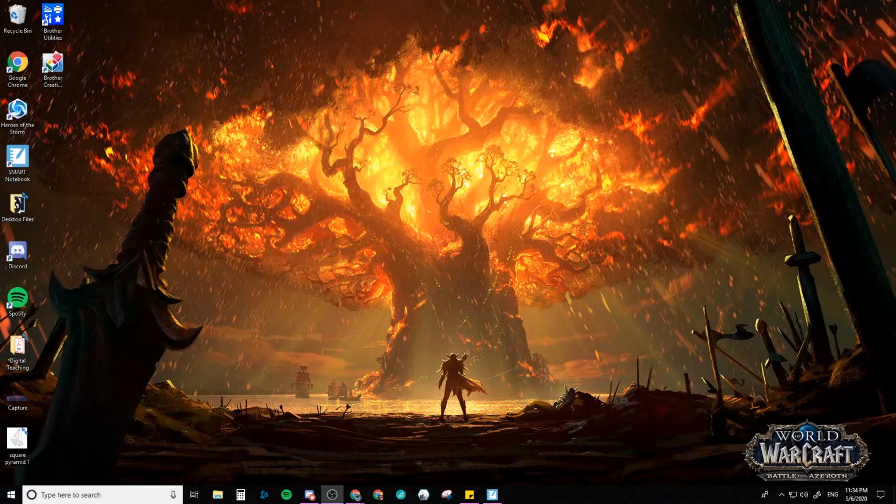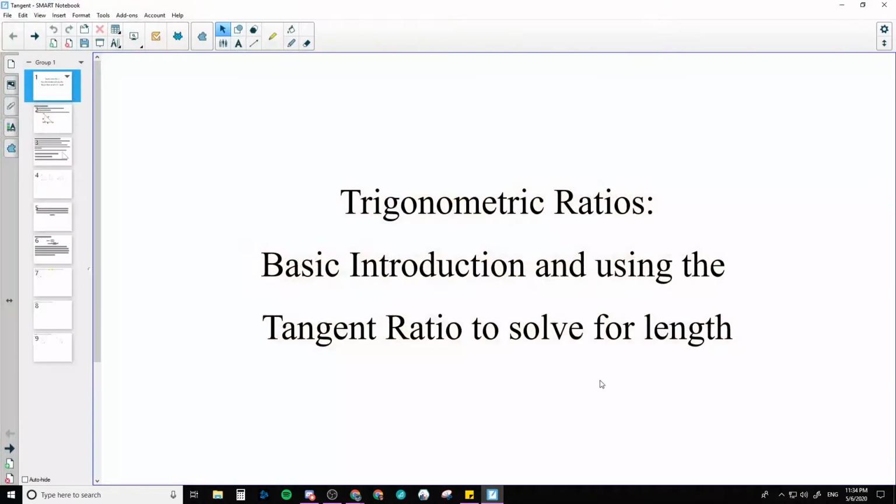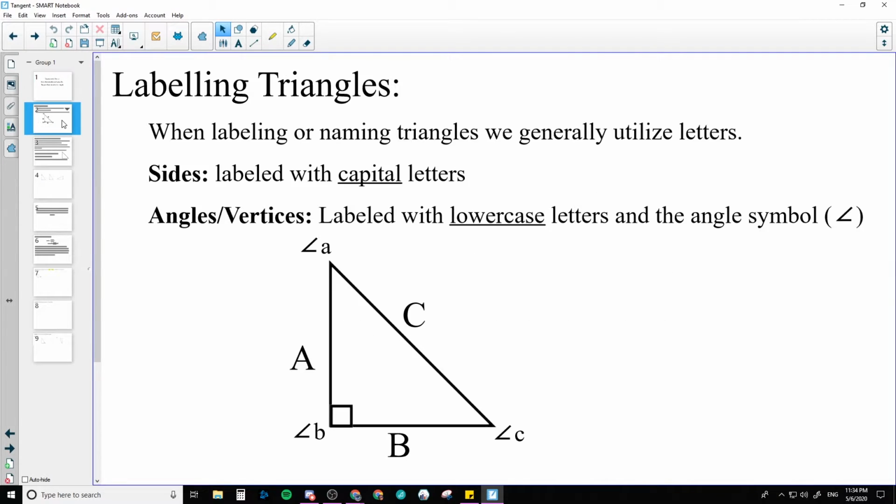This week we started trigonometry. Today is when we're really going to start to get into it. Today we are going over the first of our trigonometric ratios. I'm going to give you a basic introduction to using these ratios, and then we're going to talk about the tangent ratio, and specifically using the tangent ratio to solve for the length of a side of one of these right angle triangles. So there's some terminology we have to review first and some labeling strategies.